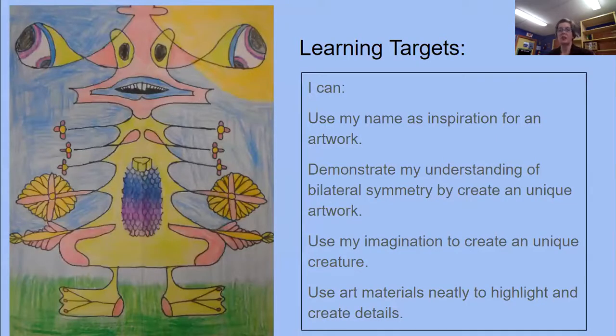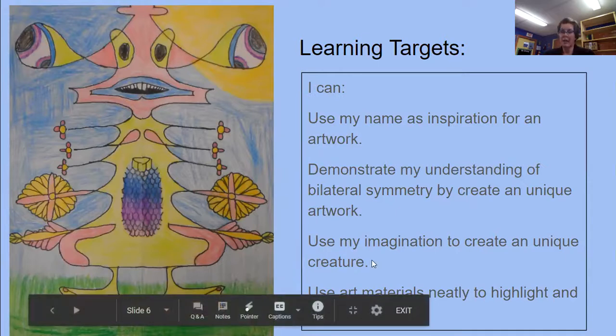Okay, so your learning targets, the things that you're trying to focus on when you're creating this art. Number one, I can use my name as inspiration for an artwork. I can demonstrate my understanding of bilateral symmetry by creating a unique artwork. So remember, bilateral, the same on each side. And there's a line of symmetry that's going through the middle. That line can be actual or it can be imaginary. You can just kind of see it in your mind.